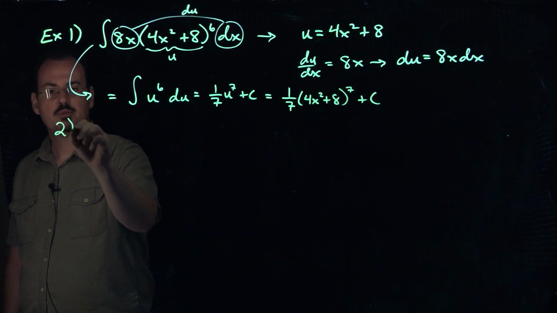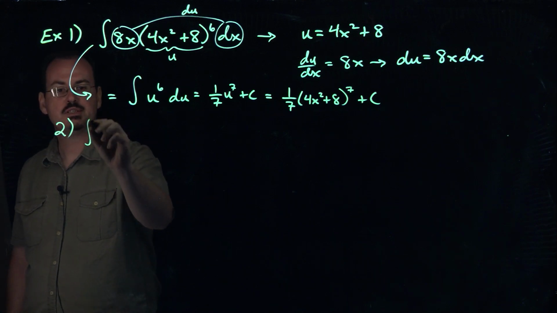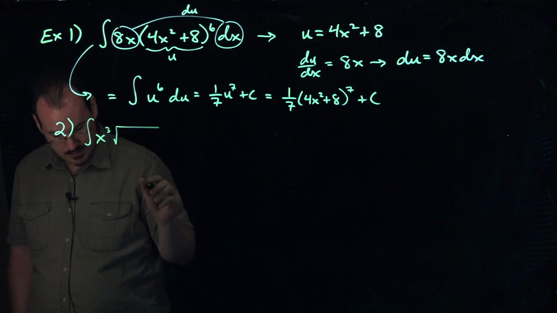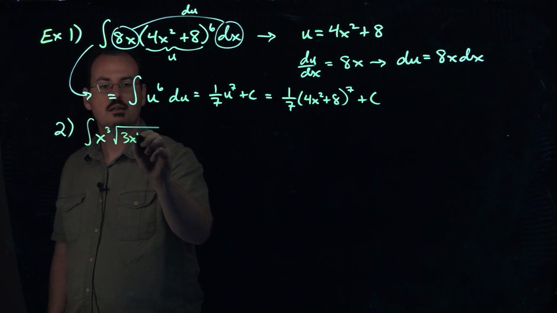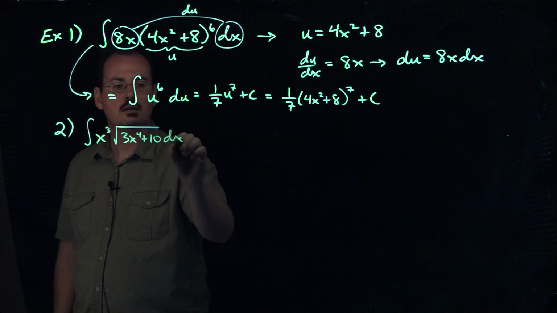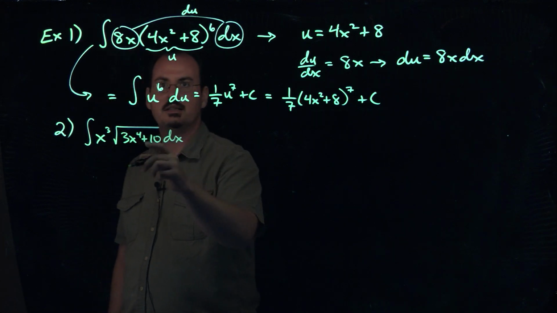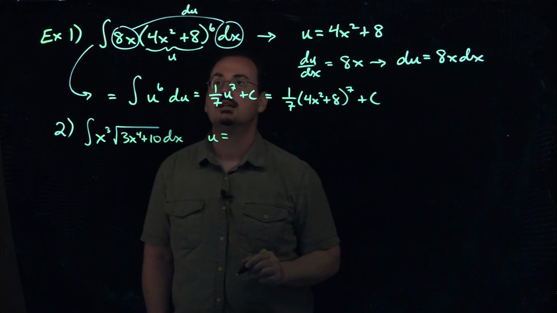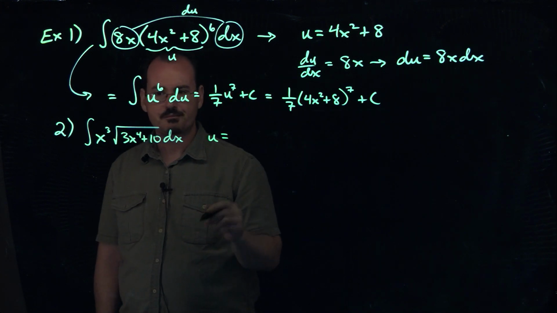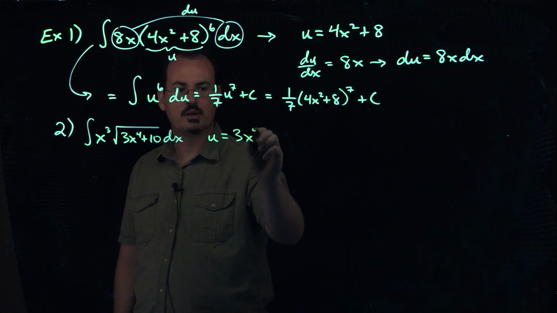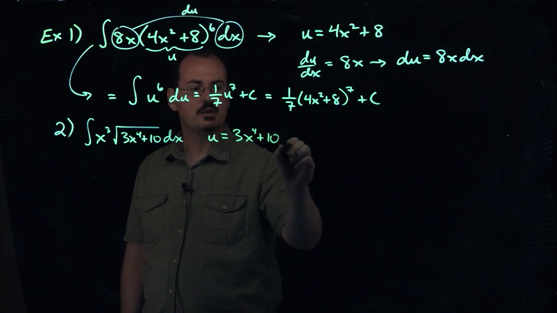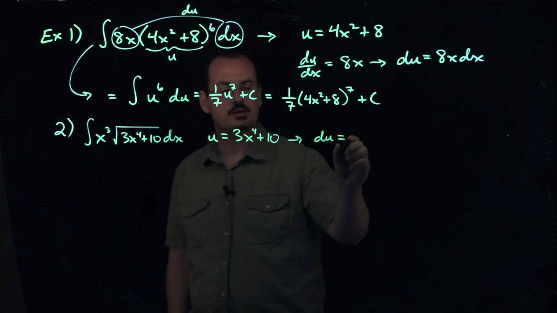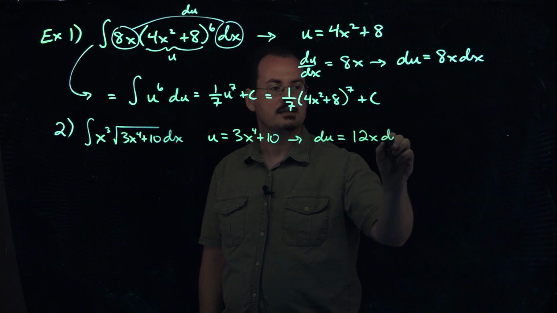Okay, for the second example, pretty similar idea here. Got x to the 3rd times the square root of 3x to the 4th plus 10. So here, again, the idea is usually that we make our substitution the thing that is in the parentheses, or in this case under the radical. So we can make u that 3x to the 4th power plus 10. And then I'll just skip the du dx and go straight to saying that du is equal to 12x dx. Okay?